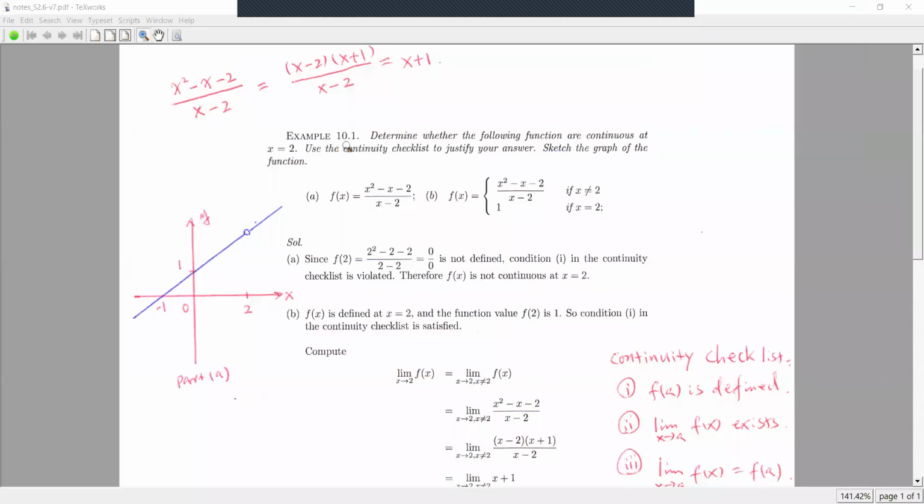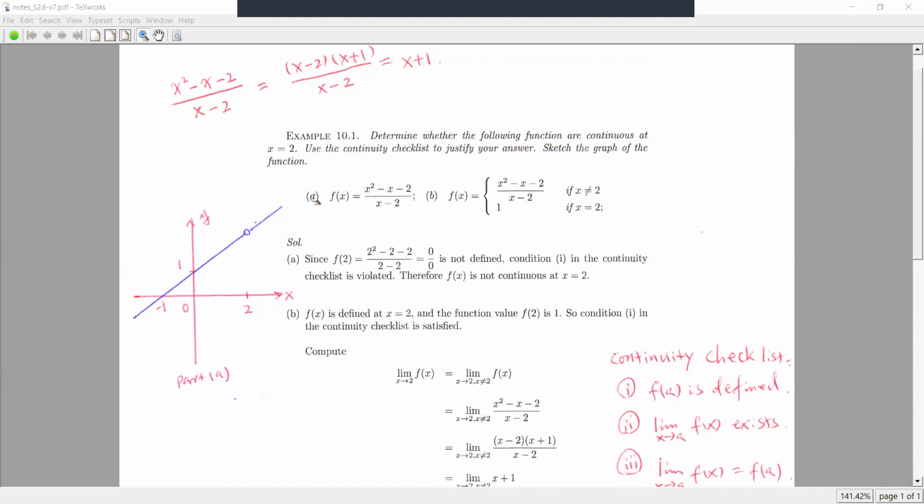Here is one example about the continuity checklist. Determine whether the following functions are continuous at point 2. Use the continuity checklist to justify your answer. Sketch the graph of the function.